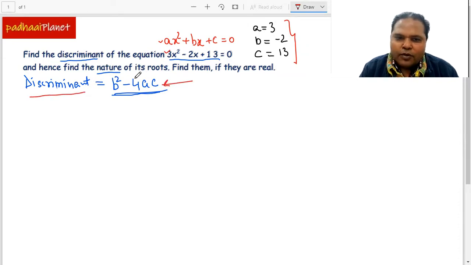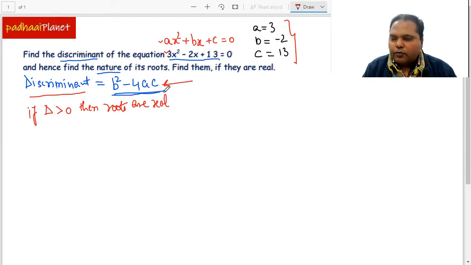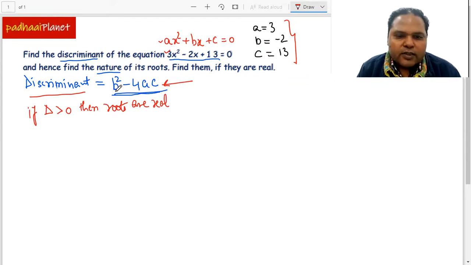And we know that if D comes more than 0, then the roots are real, right? And then we can find them also. It is possible to find them. So let's first find the value of b square minus 4ac. Let's put all of these three values into this formula and we will get that.